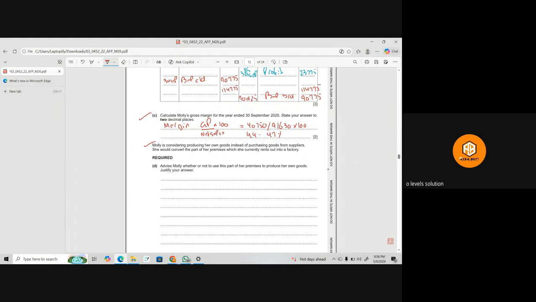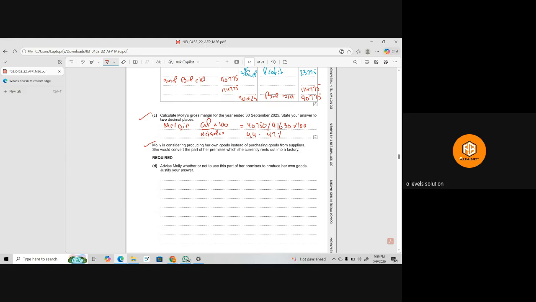Next question: Molly is considering producing her own goods instead of purchasing goods from suppliers, and she would convert the part of her premises which she currently rents out into a factory. Advise Molly whether or not to use this part of her premises to produce her own goods. So the points for Molly: she would save on purchase cost of goods potentially. It will increase her gross margin, and there will be greater control over the quality, design and production.